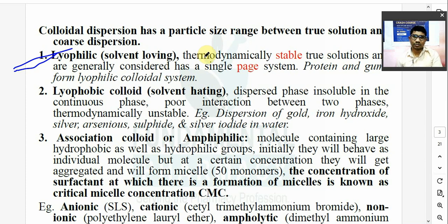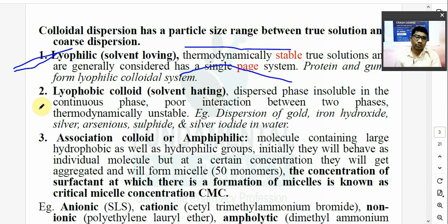So suppose a dispersion of acacia is being made. The particles of acacia will interact a lot with the solvent, with water. For example, if water is the solvent, they will interact more with it. So in lyophilic or solvent-loving colloids, there is a higher interaction between dispersed particles and medium. That's why they occur as a single phase. They are thermodynamically stable. They are also known as protective colloids.